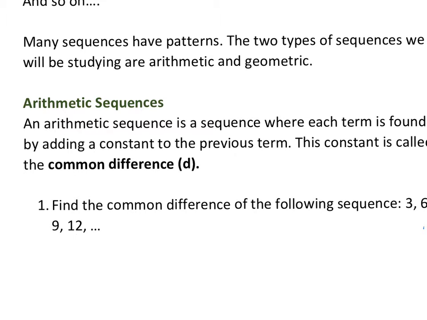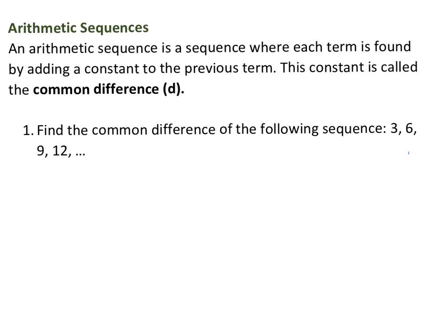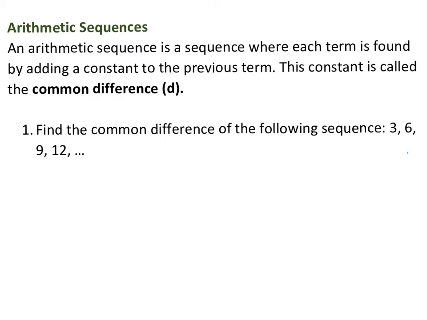So an arithmetic sequence is a sequence where each term is found by adding a constant to the previous term. This constant is called the common difference. So example number 1. Find the common difference of 3, 6, 9, and 12.